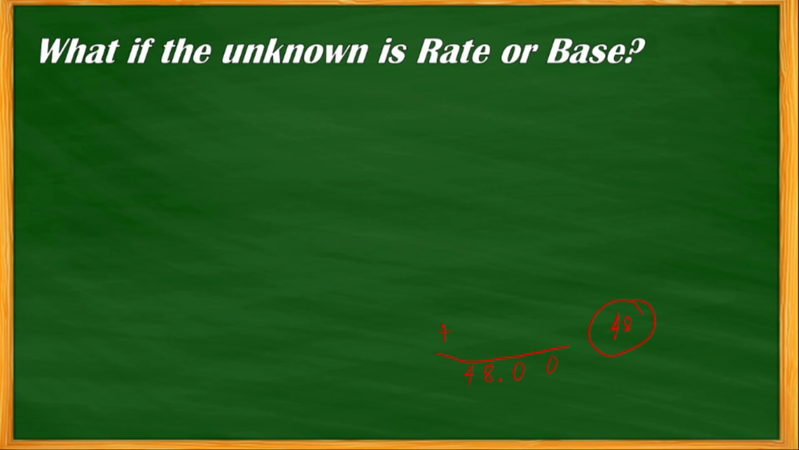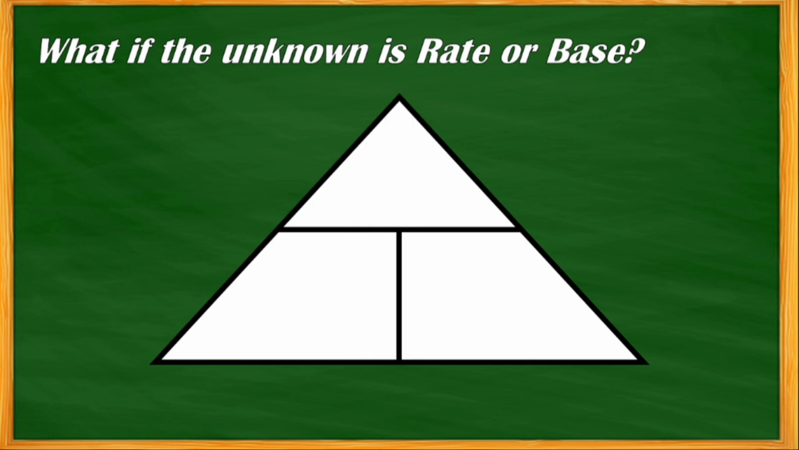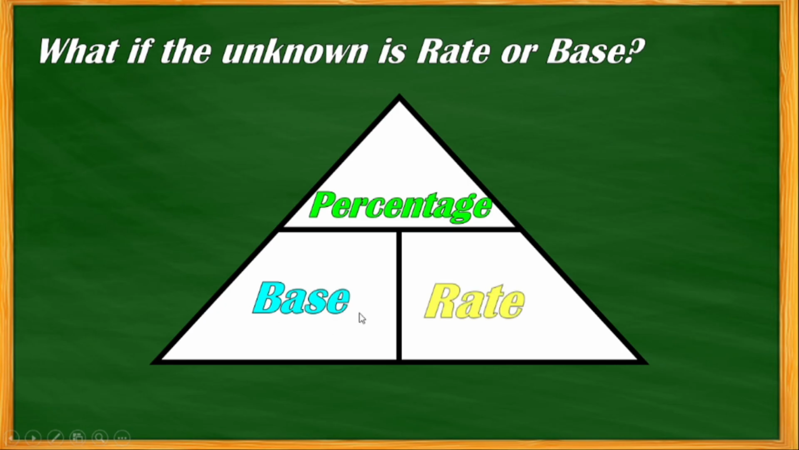And then what if the unknown is the rate or the base? So using this formula triangle, we have percentage in the upper portion. Base is either left or right. I prefer to place it on the left, and the right is the rate. So percentage, base, rate, or PBR method. So this should be a formula triangle.